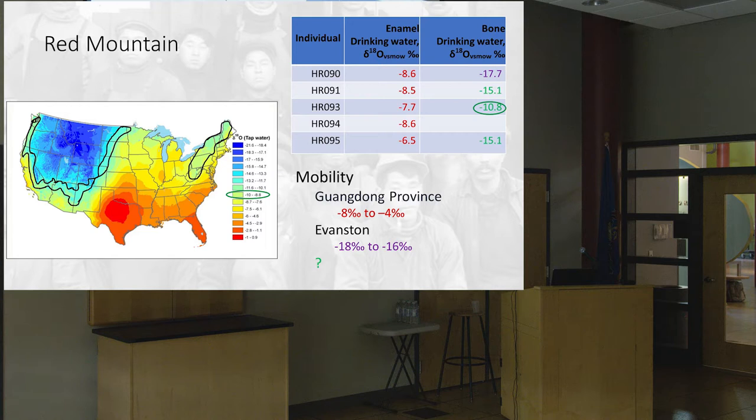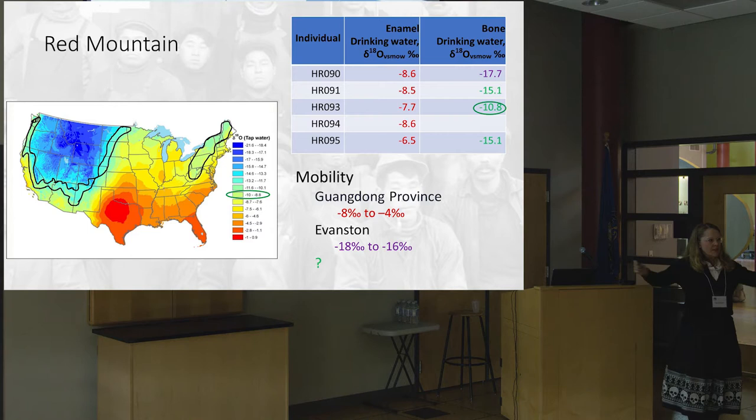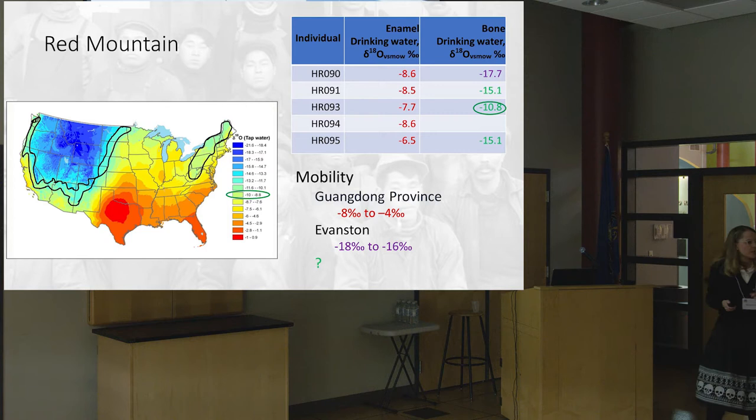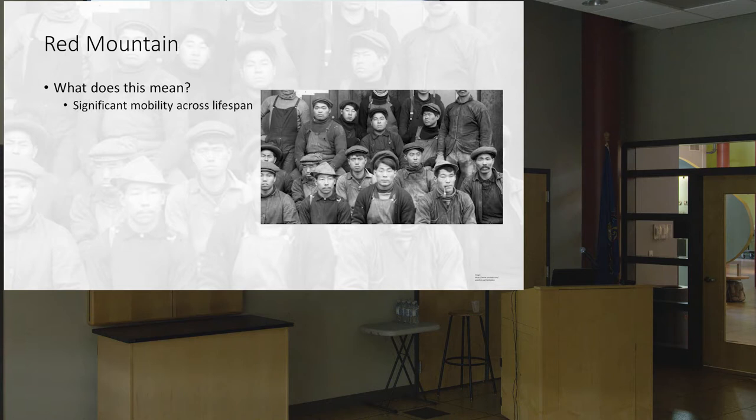But what we have said before, it takes 10 years to regenerate this. It takes 20 years to regenerate this. So it's really a combination of values over those 10 years. It's basically averaging it out. So it is possible that they were in Wyoming during that time, but they just weren't there long enough for their bones to register it. Only one guy was. So what does this mean? Significant mobility across the lifespan. Probably originated in China, definitely died and were buried in Wyoming, right?